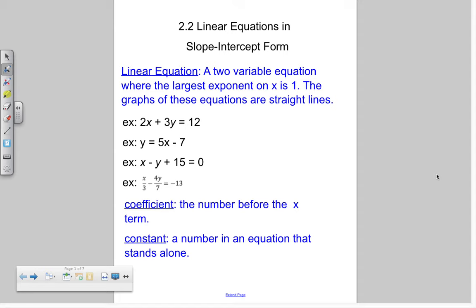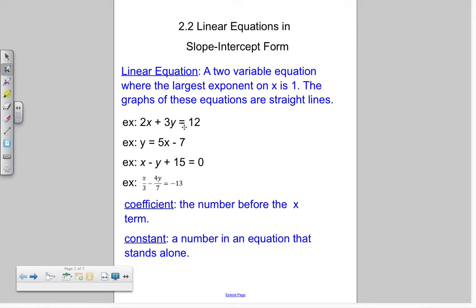Linear equations are functions. Functions is kind of the big category, and linear equations is one example of a function. Both of the examples I used in the last video were linear equations, and you will see why in a few moments. So let's define it. A linear equation is a two-variable equation, okay? And look at all these examples, two variables, an x and a y, x and a y, x and a y, x and y. Two-variable equation.